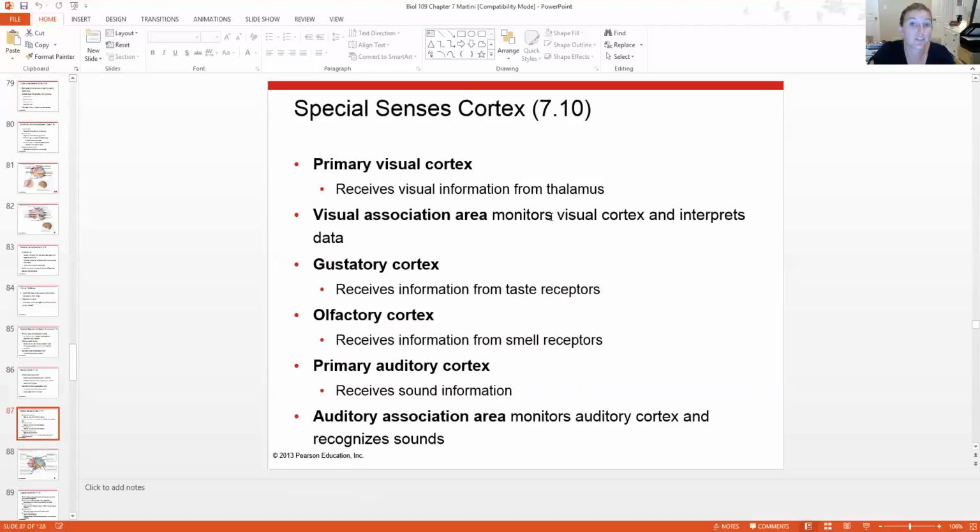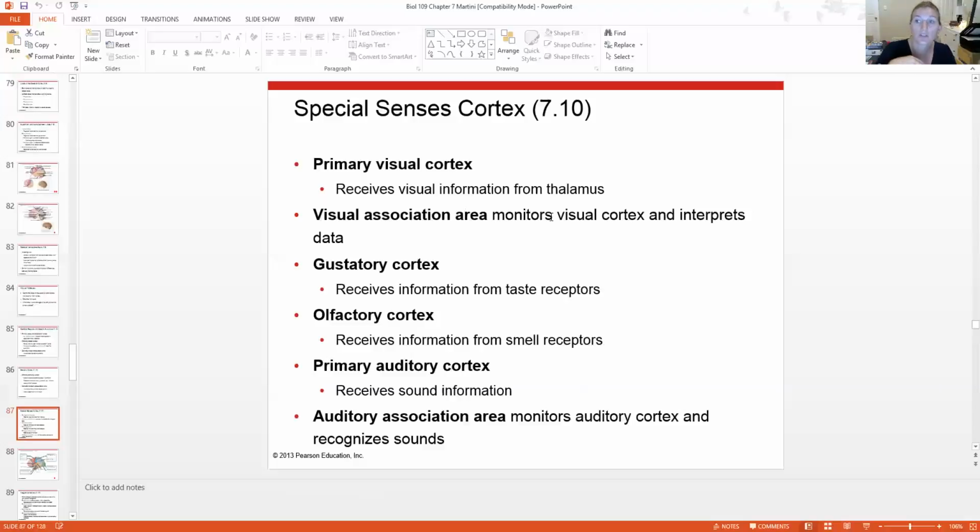You have a primary visual cortex receiving visual information from the thalamus, and a visual association area, which is where you're interpreting data. So this isn't only that you're looking at something. I'm looking at my keyboard right now, it's black and it has all these boxes on it, but this is looking at it and saying, this is a keyboard, those are letters, those are numbers, this is what that does. It's all done in a visual association area.